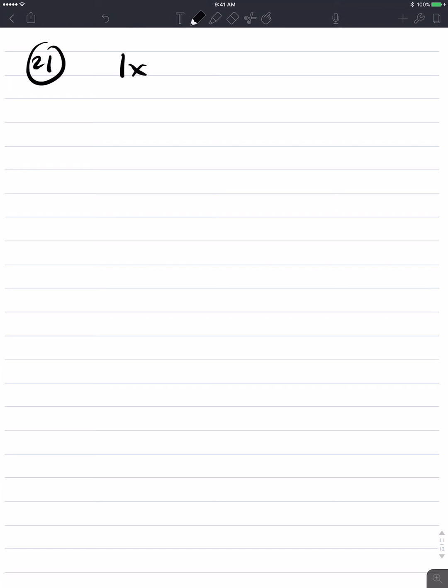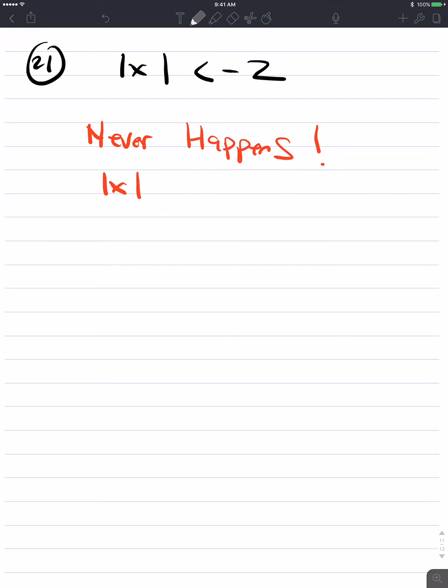The absolute value of x is less than negative 2. This never happens. That's because the absolute value is always positive, with the exception where x is 0. The absolute value is usually positive.